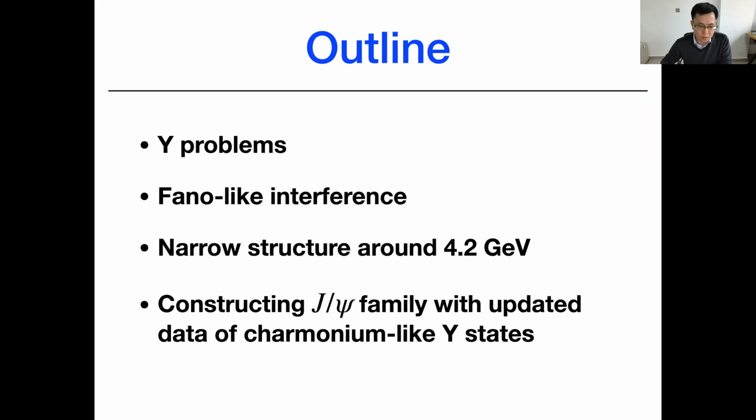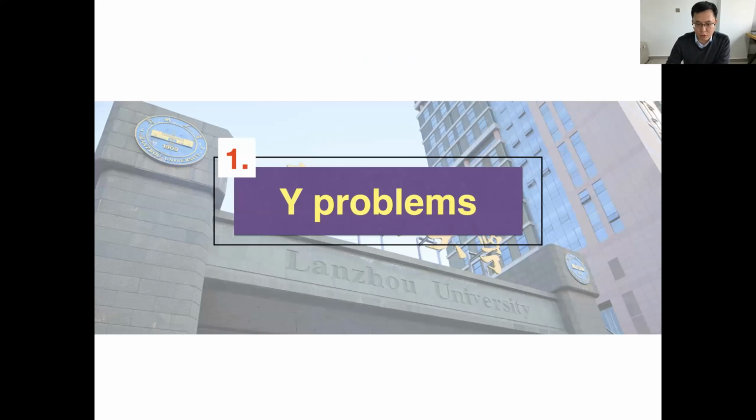In the following, I will also introduce the near-threshold structure along 2.2 GeV, 4.2 GeV. This state is very important to construct the J/psi family. So I will introduce our progress in this study. Firstly, I will focus on the Y problems.